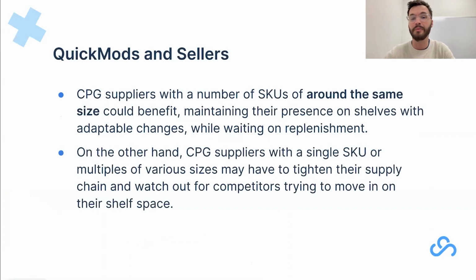CPG suppliers with a number of SKUs of around the same size, for example, could benefit, right? Maintaining their presence on shelves with adaptable changes while waiting on replenishment. So maybe if all of your SKUs are a different size, it wouldn't be as beneficial. On the other hand, CPG suppliers with a single SKU or multiples of various sizes, as I was just mentioning, may have to tighten their supply chain and watch out for competitors trying to move in on that shelf space. Okay.